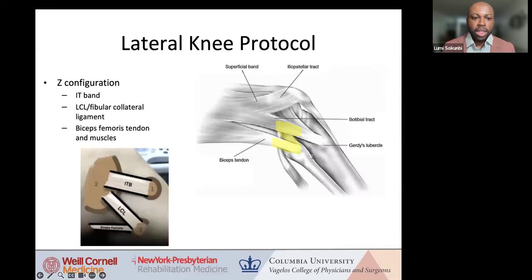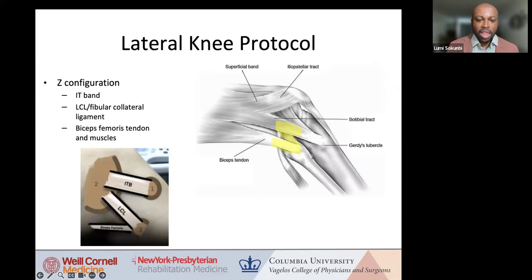So next up, we're going to look at the lateral knee. I think a huge thing here is just knowing that these structures are in close proximity and figuring out what's going to be your home base, what's going to be your landmarks, what's going to be your technique. A common technique that's taught is this Z configuration.